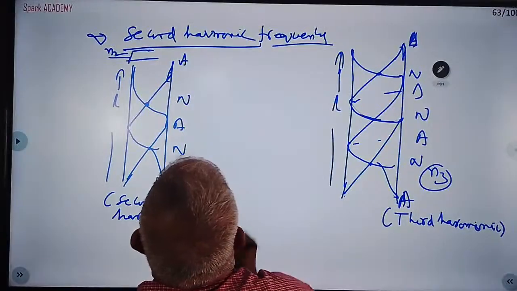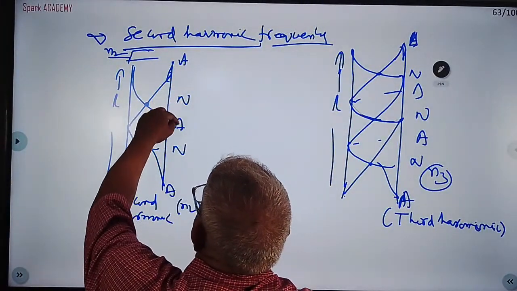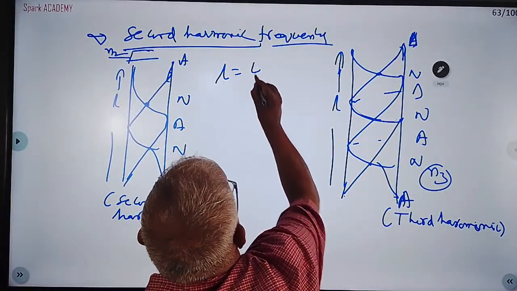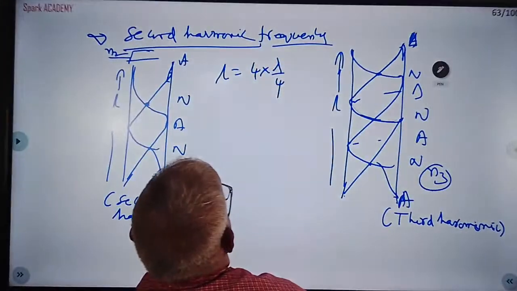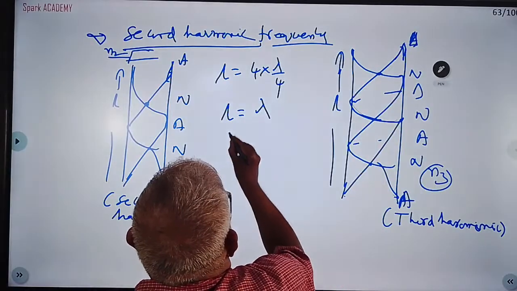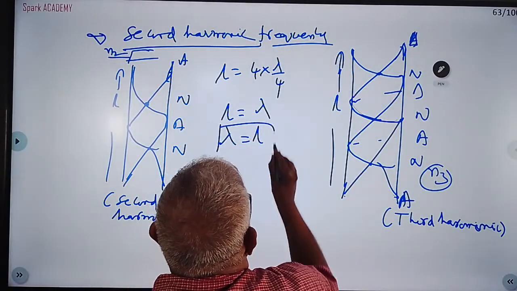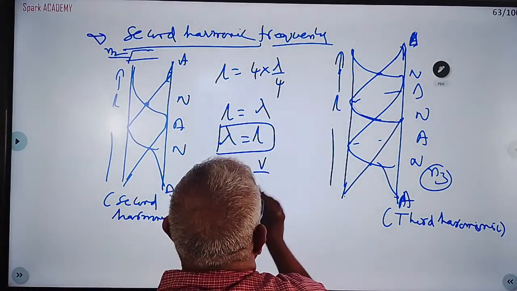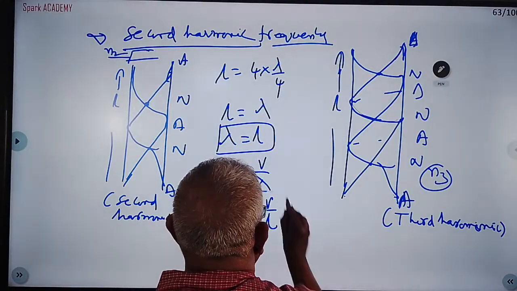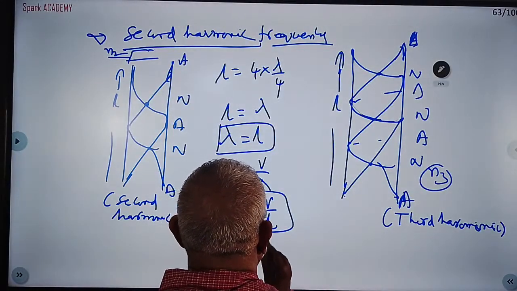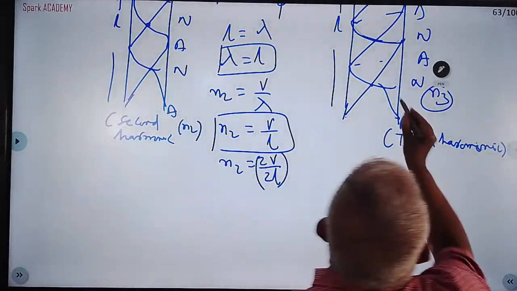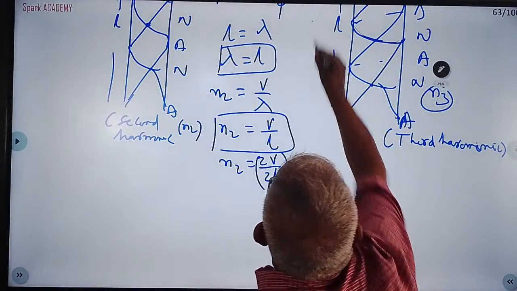So how many? Lambda by 4, lambda by 4, lambda by 4. In the second case you are going to get L is equal to 4 into lambda by 4. Earlier you got 2 into lambda by 4. Now L is nothing but equal to lambda. Lambda is decreasing now. Lambda becomes L. N2 will become V by lambda, equal to V by L, or N2 is equal to 2V by 2L.